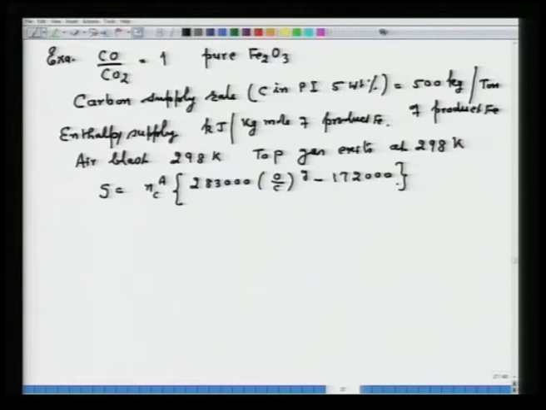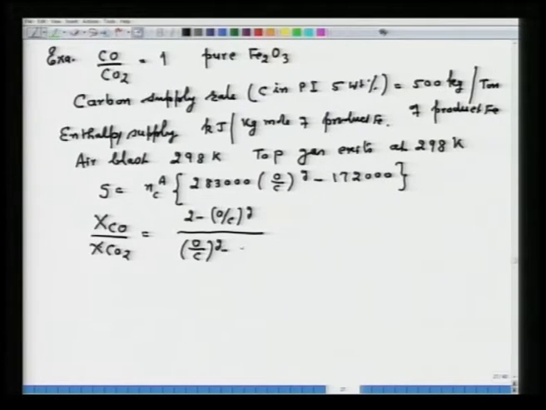Now, from the CO-CO2 ratio we have to find out the value of O by C. We know that XCO upon XCO2, already I have given this expression, is equal to 2 minus O by C G upon O by C G minus 1, and that is equal to 1. So, we can solve from here, and O by C G will come out to be equal to 1.5. Now, we would like to know only NCA.